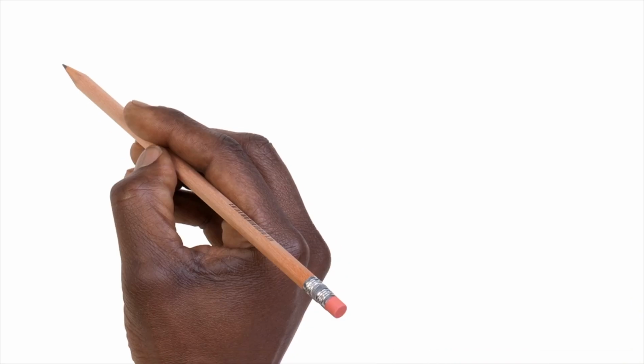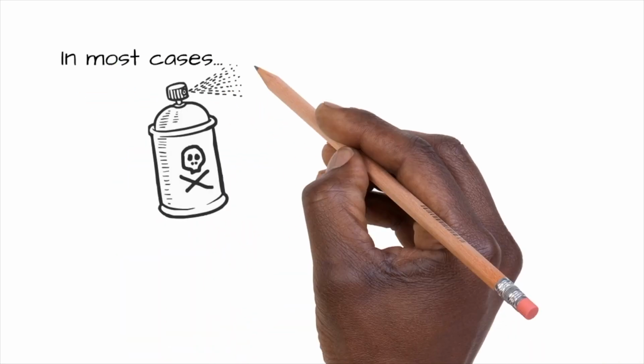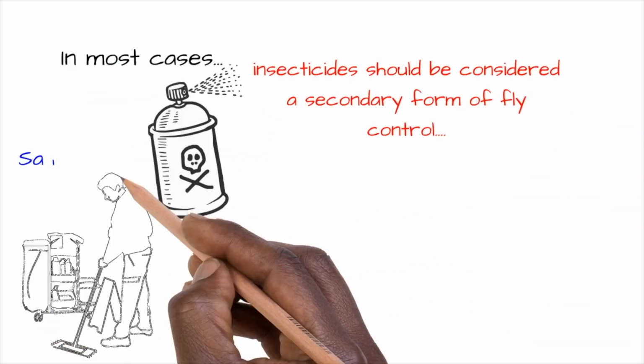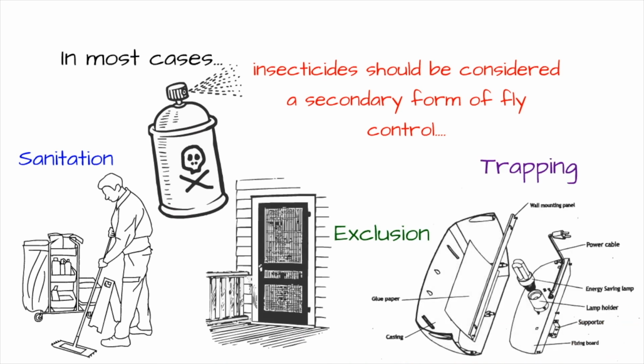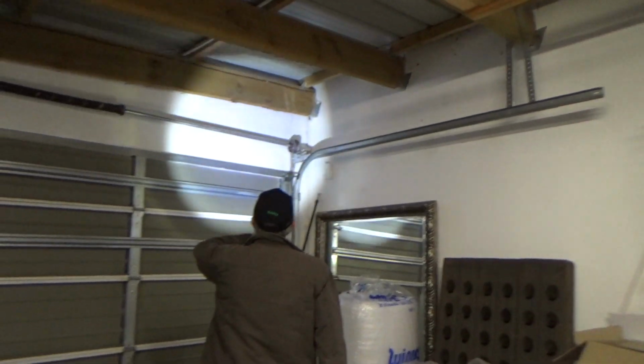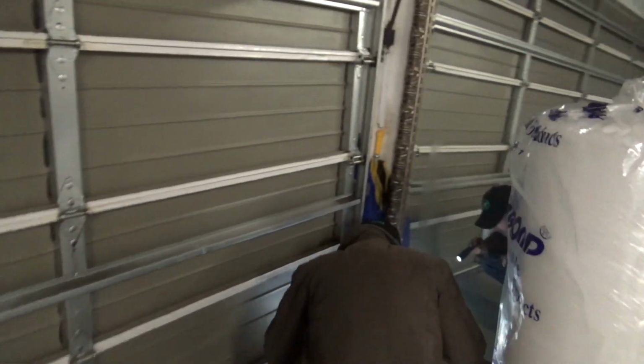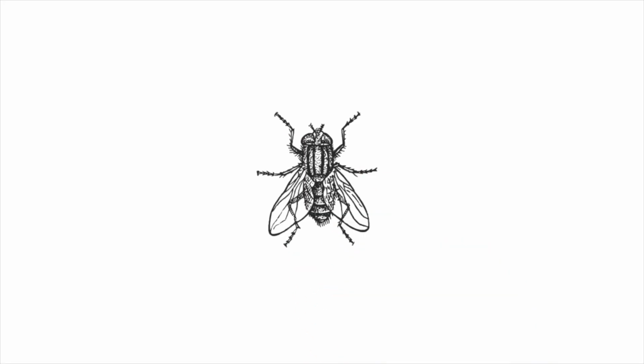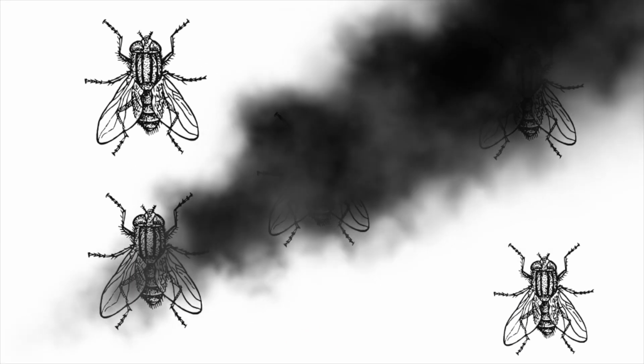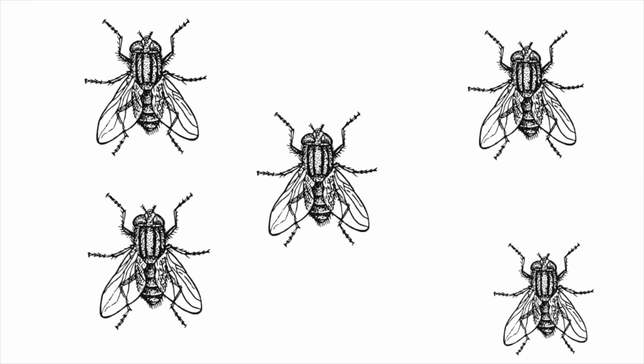Chemical control. In most cases, insecticide should be considered a secondary form of fly control after sanitation, exclusion and trapping. Regardless of how effective a treatment may appear, unless you locate and eliminate the breeding source and/or point of entry into a structure, the problem will continue. Moreover, because flies reproduce rapidly, they quickly develop resistance to most insecticides.